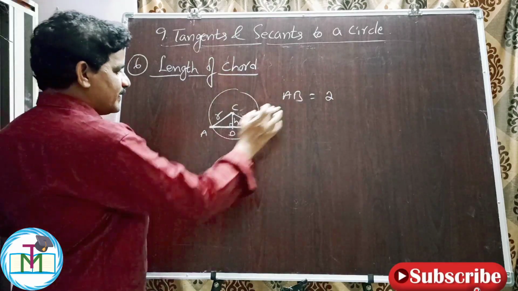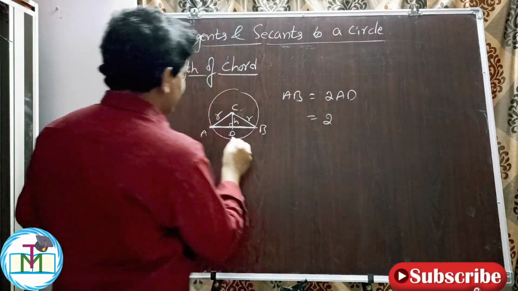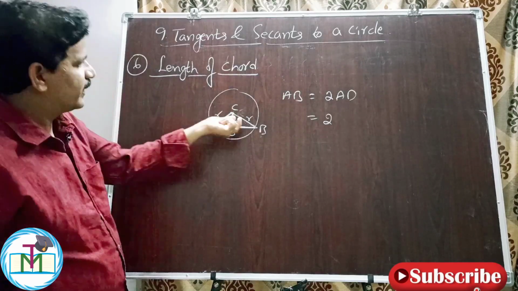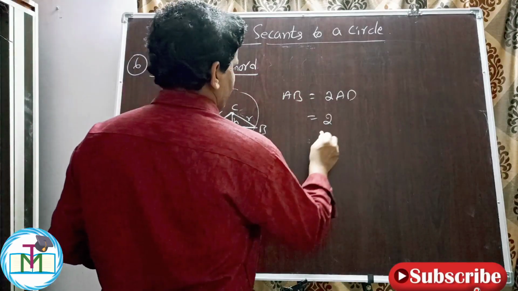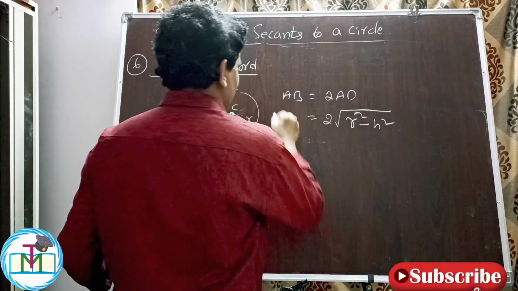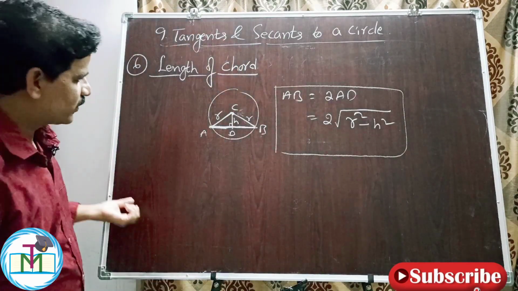I want AB is equal to what? 2 times of AD. I want AD, this part. AD square is equal to R square minus what? This square. Means AB is 2 times under root R square minus H square. This is the length of the chord formula. I will explain once again.